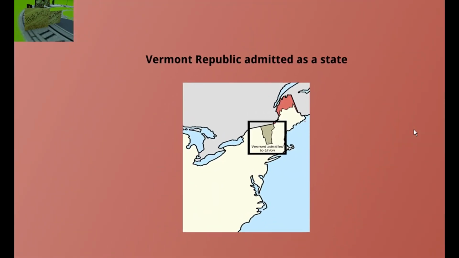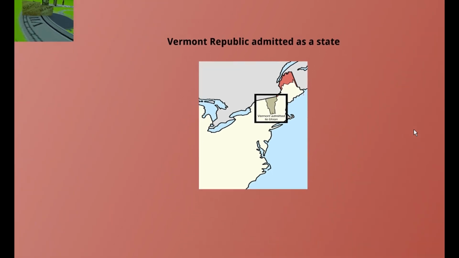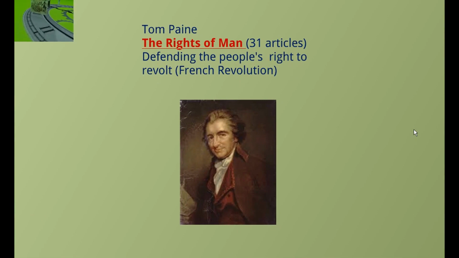We have in this year Vermont Republic admitted as a state. So there are many states that, before becoming a state, are independent political entities, or political entities that belong to other nations, which we will see in the future. A similar example is the Republic of Texas.